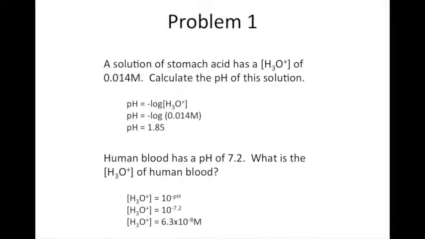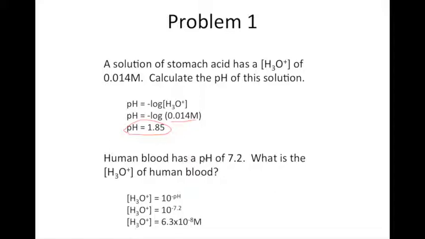Okay. So here we're given the hydronium ion concentration, of course, in units of molarity. So I've taken my hydronium ion concentration, I take the negative log of that, and you should get a pH of 1.85. So this is a fairly low pH, which means that's a very acidic solution. Stomach acid is very acidic.